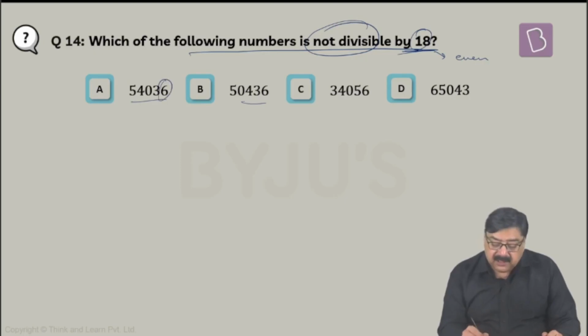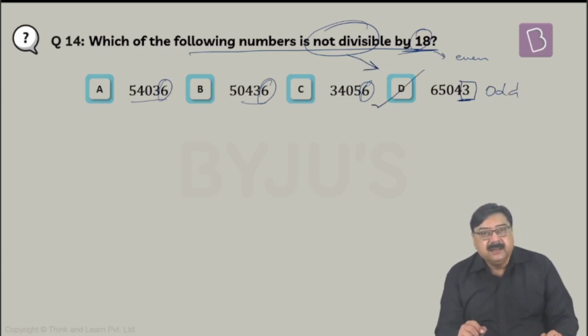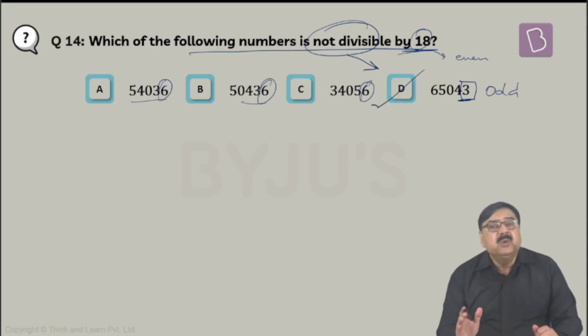Now this is even, this is even, this is even, but look at this number. Simply, this is an odd number. So it is not divisible by 18. So kindly look at the choices before you actually start working out, because it might turn out to be a waste of time by the time you reach the last choice.